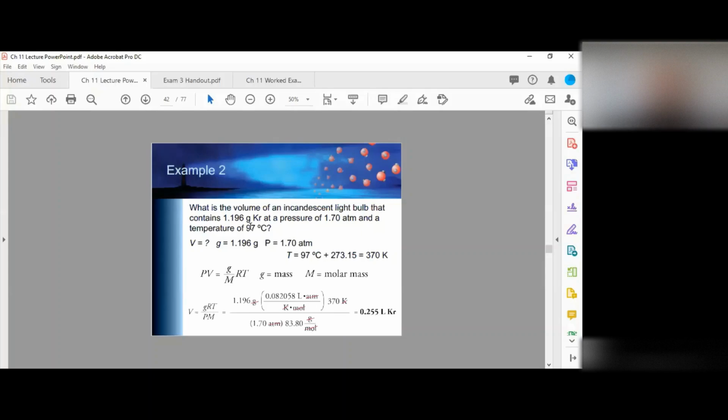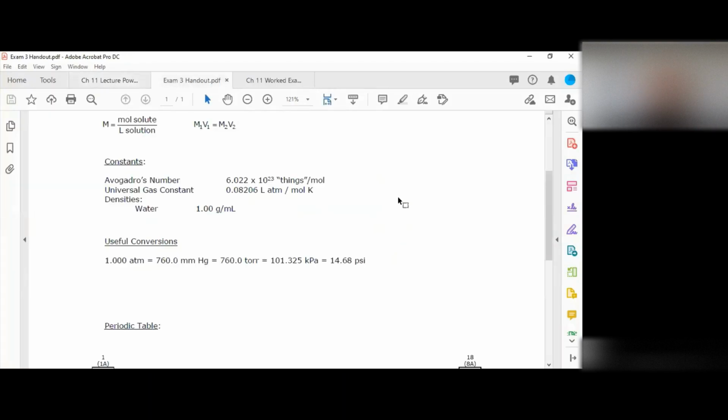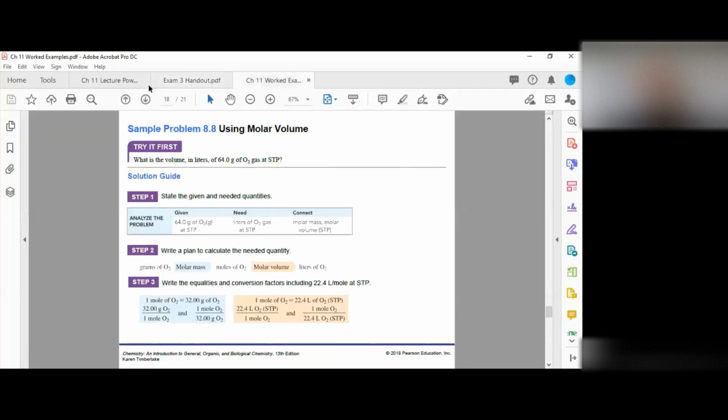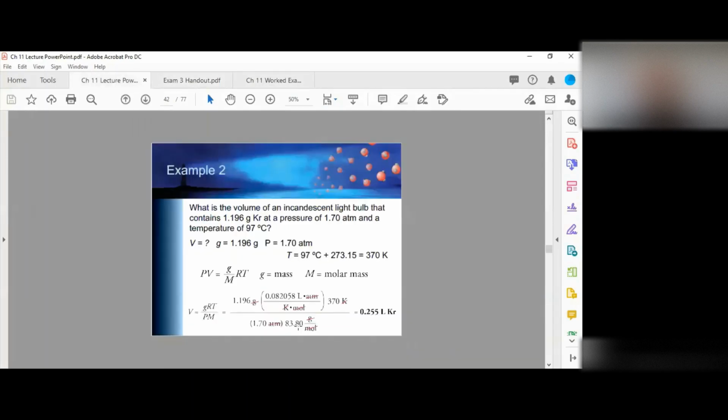Once I do that, I use PV equals nRT. Solving for volume, it's nRT divided by P, and that should give me a final answer of 0.255 liter.